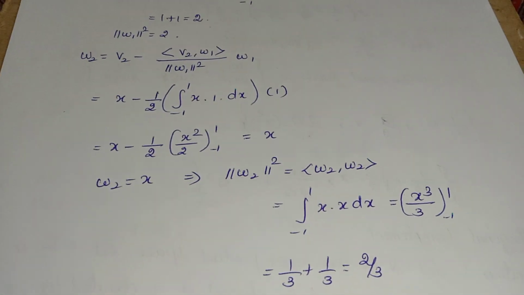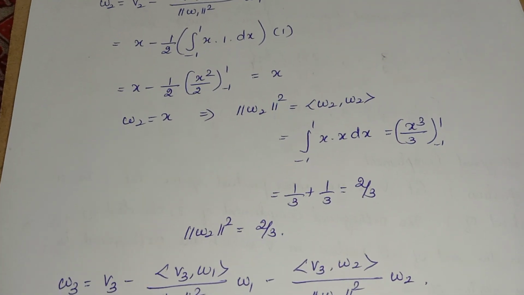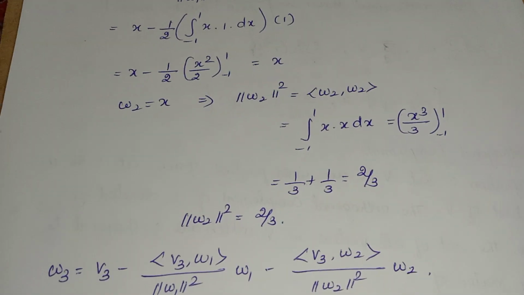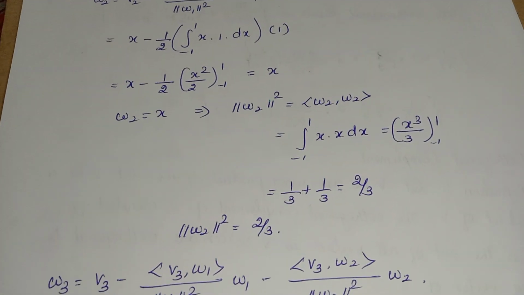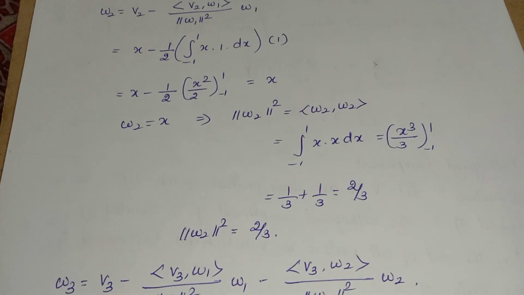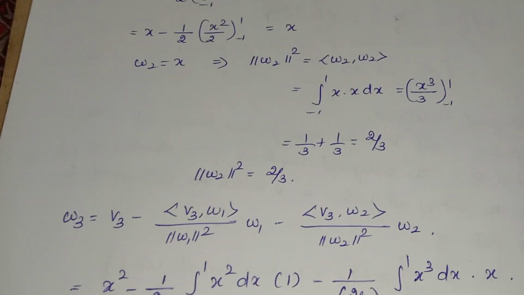So norm W2 square is equal to what? Inner product of W2 with itself. So equal to integral minus 1 to 1 of x into x dx, that is x square dx. So if you integrate, x cube by 3 within the limits minus 1 to plus 1. So if you integrate, what's the answer? 2 by 3. This is norm W2 square.